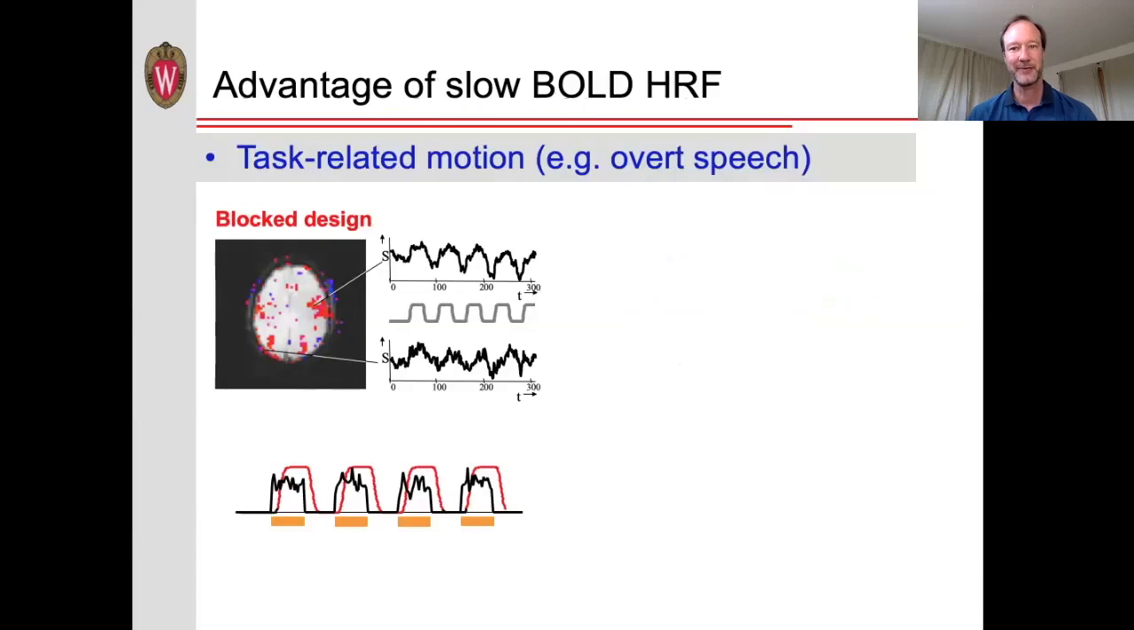Another way we can take advantage of the slow BOLD hemodynamic response function is in this example from some of my PhD thesis work. One of the challenges when we want to have a person, say, speaking inside the MRI scanner is that they also move their head a little bit, and even the movement of the jaw and tongue during the speech can produce artifacts.